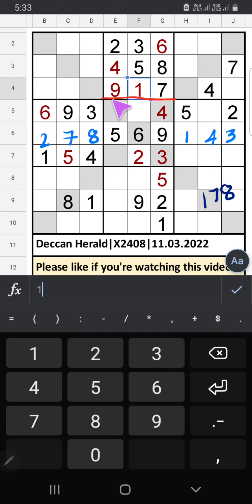Fifth grade, 3 numbers are remaining: 1, 7, 8. Column F and 7th row, we have 1. So 1 can't come in these cells. Then 1 is confirmed here. Then only 2 numbers are remaining, 7 and 8. In this diagonal, we have 8. So 8 can't come in this cell. 8 is confirmed here. Then 7 is here.